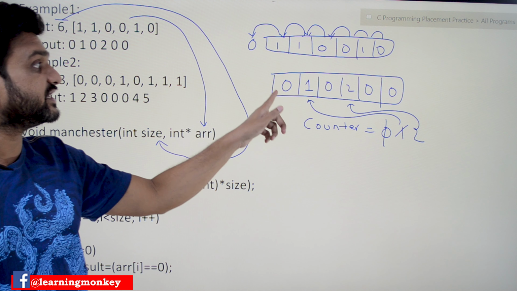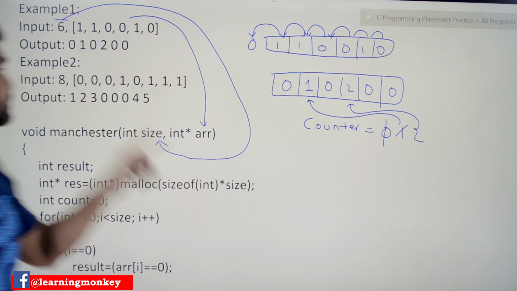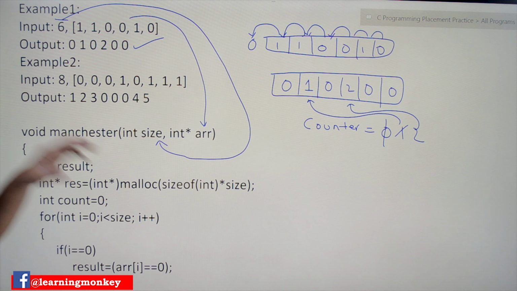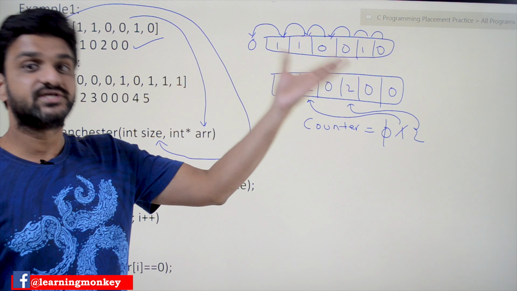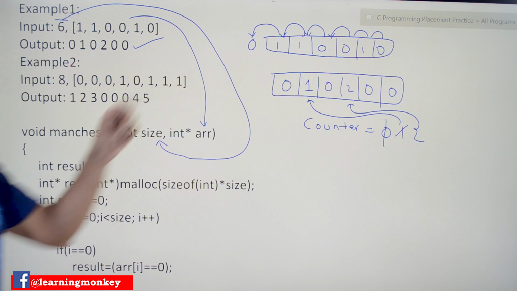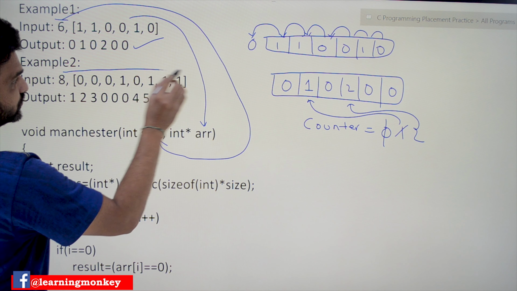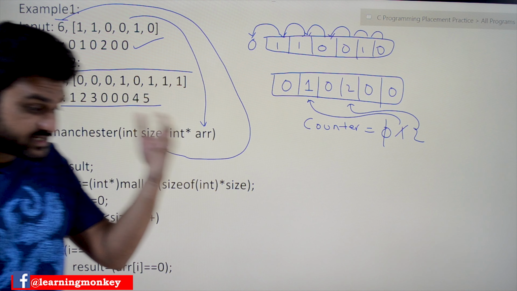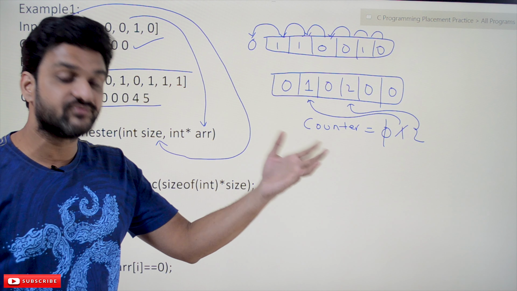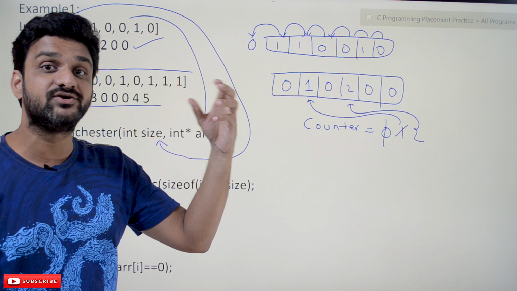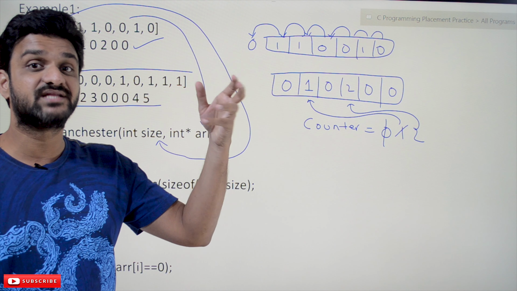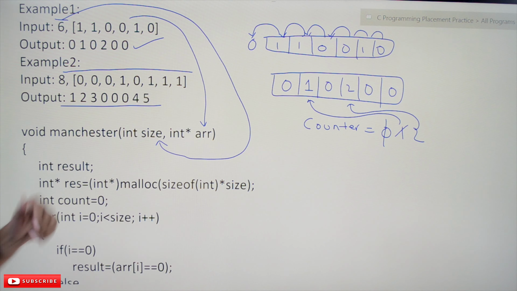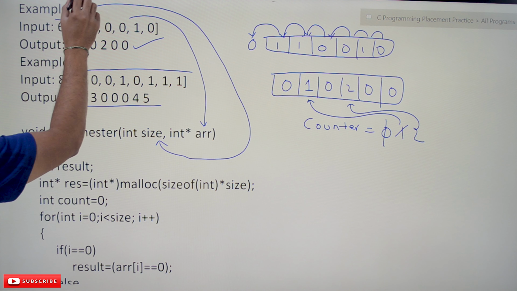So what is the output here? 0 1 0 2 0 0. The expected output is 0 1 0 2 0 0. So pause this video for a while. Using the properties that we have discussed, try to solve test case 2. Are you getting the same output or not? With that you will understand what kind of functionality the Manchester coding function is doing. So let's come to the Manchester coding function.